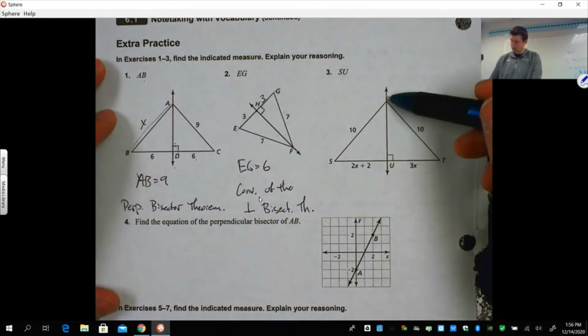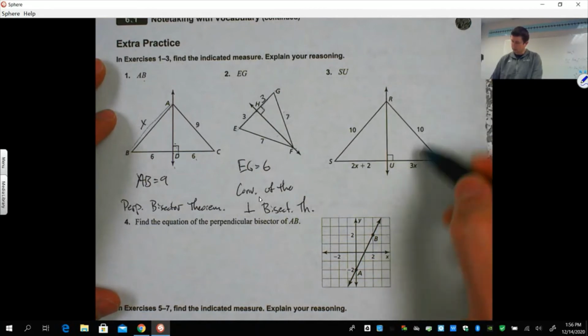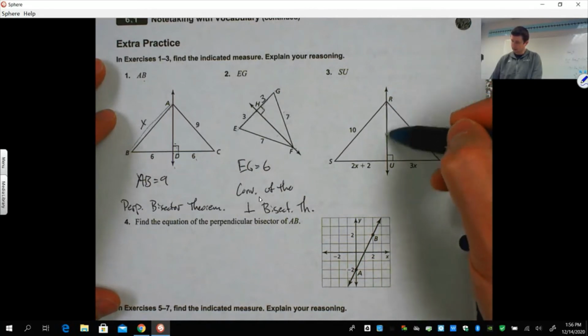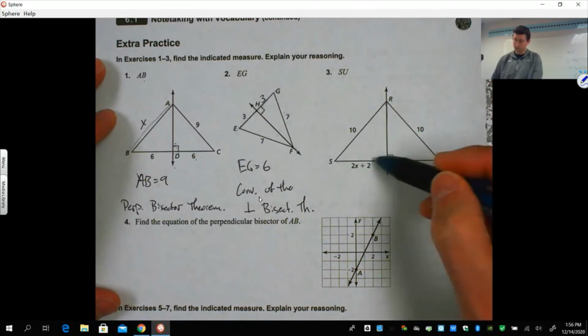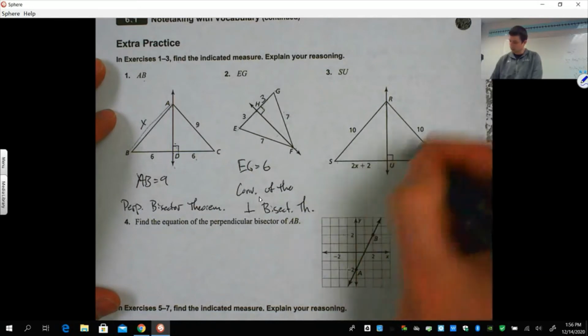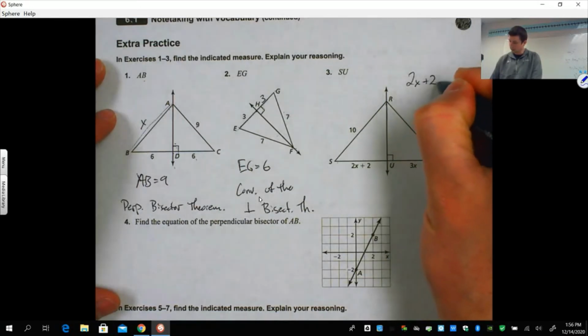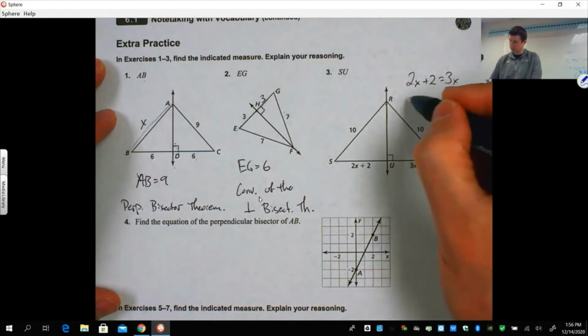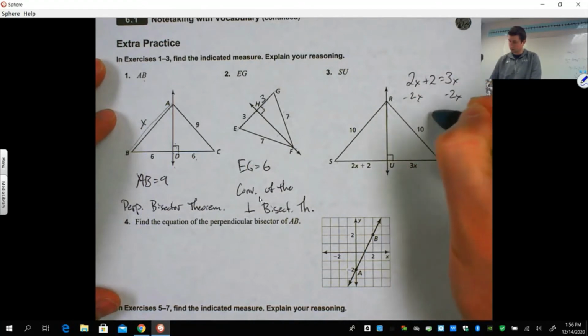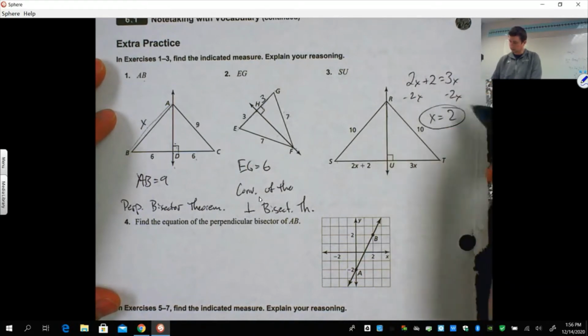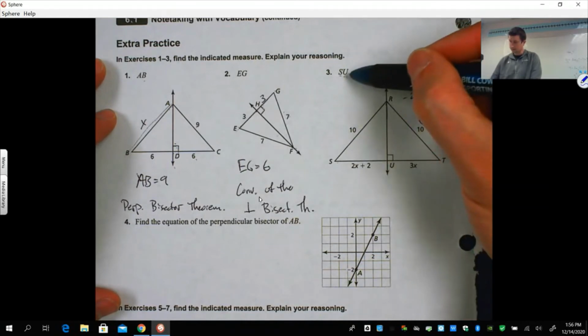Okay, so R, get some algebra here. R is the point that is equidistant from the two endpoints, so it's going to be a converse. And we know that 2x plus 2 has to equal 3x, minus the 2x over, and you get x equals 2. So x equals 2. They want us to find the length STU.